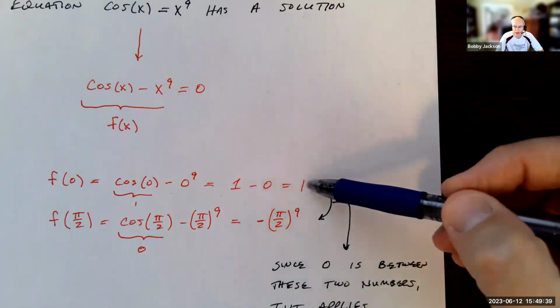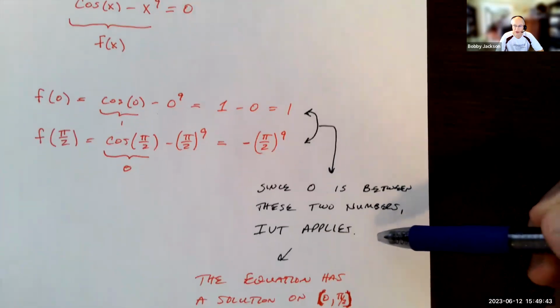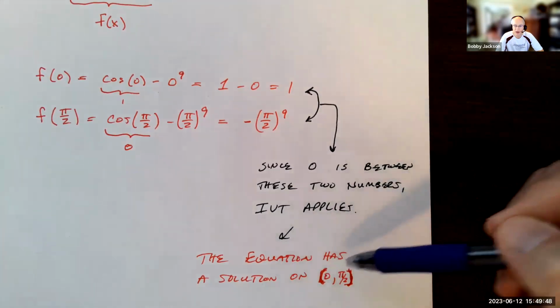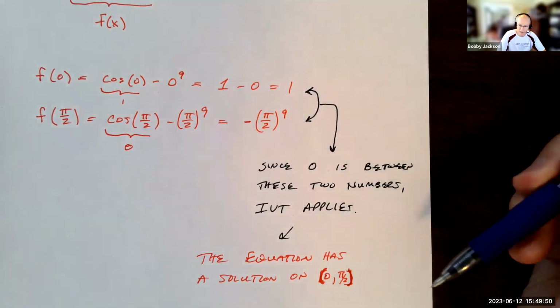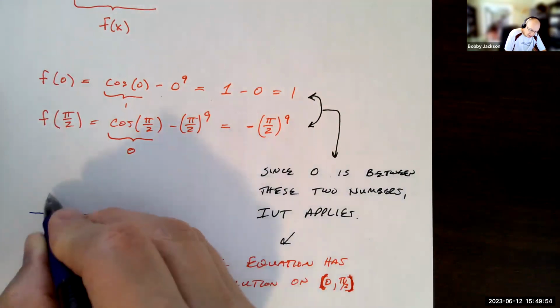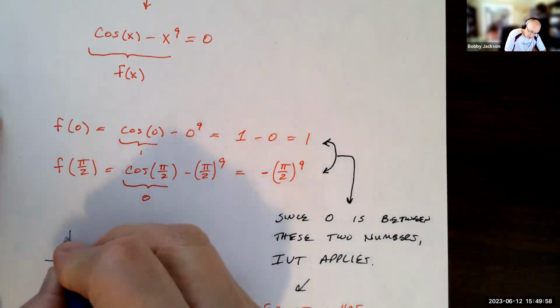Well, 1 is a positive number. This is clearly a negative number, and 0 is clearly in between these two numbers. Therefore, the intermediate value theorem applies, and the equation has one solution on the interval from 0 to pi over 2.